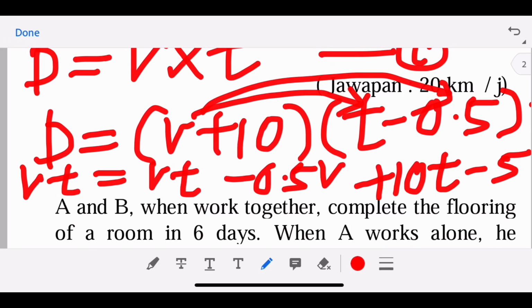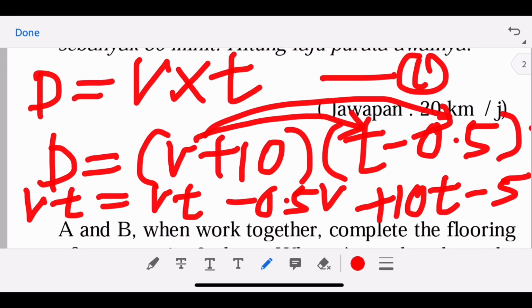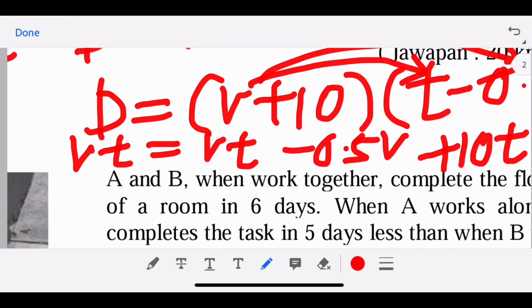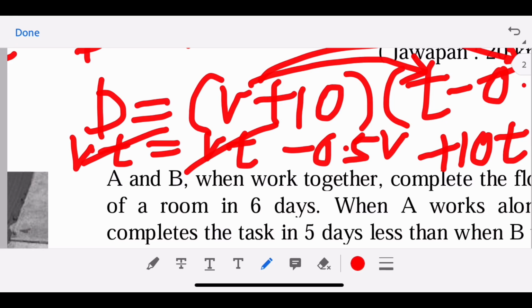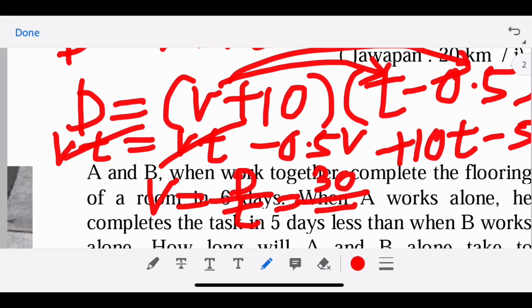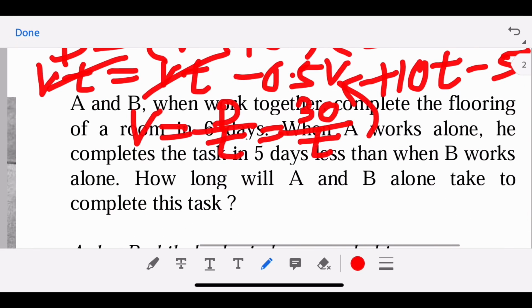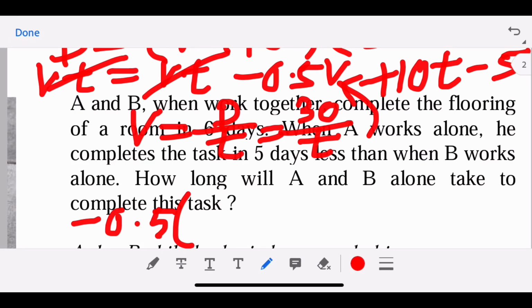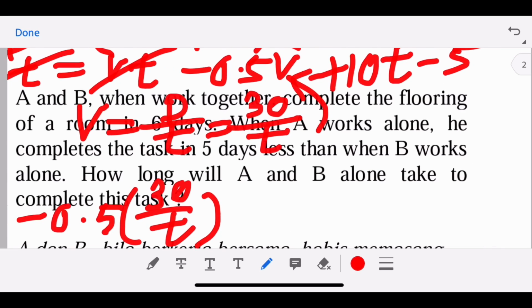So now we will try to simplify to the simplest form. Okay, so let's see how to simplify further. Let's cancel out the vt and vt. So left only negative 0.5v plus the 10t minus 5 equal to 0. Okay, but then we also knew that the speed is 30 over t, right? So we'll substitute negative 0.5 times 30 over t plus 10t minus 5 equal to 0.